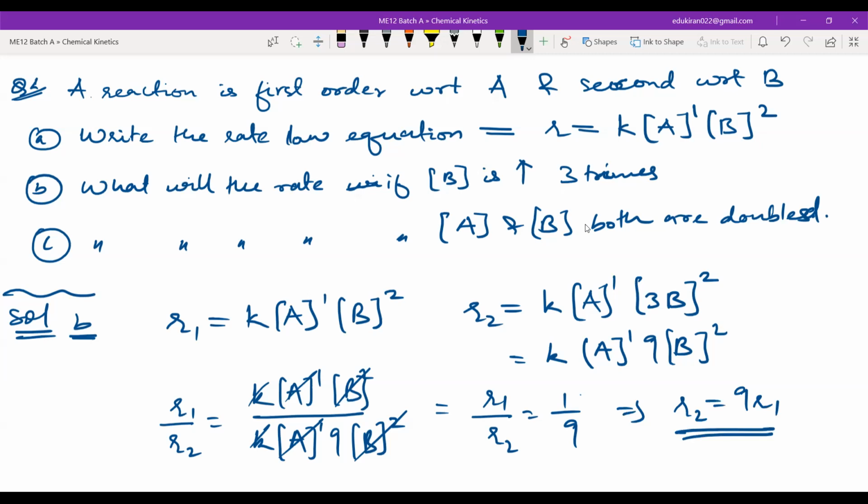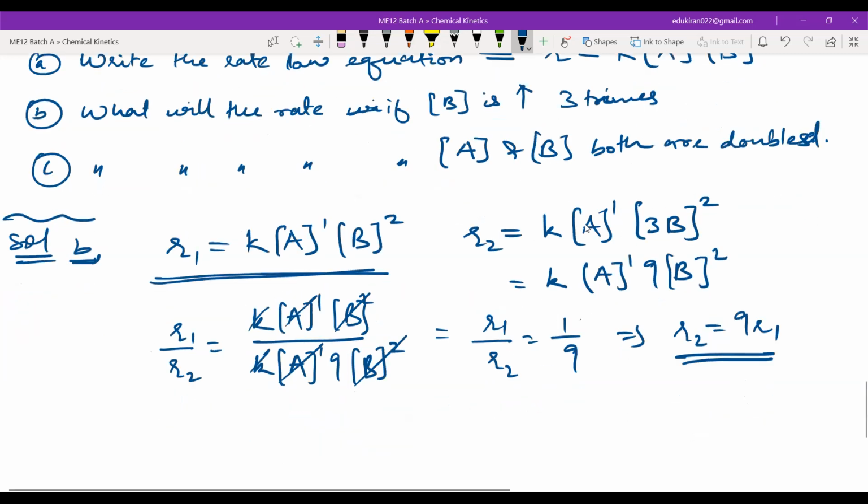You just have to write the initial rate equation, then you will write the changed rate equation. Okay, so for B, we are changing only the reactant B, and in C part we are changing both A and B. So please write this fast. Let me know if you're done.